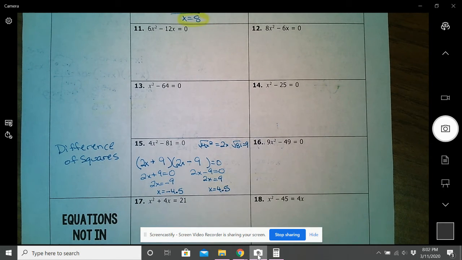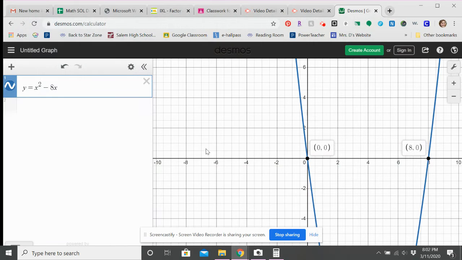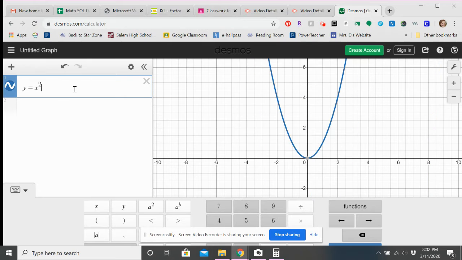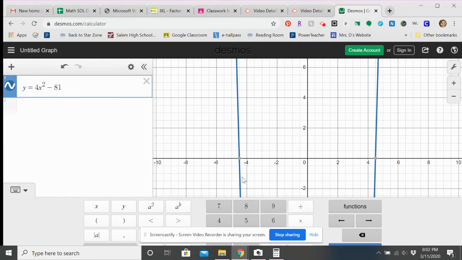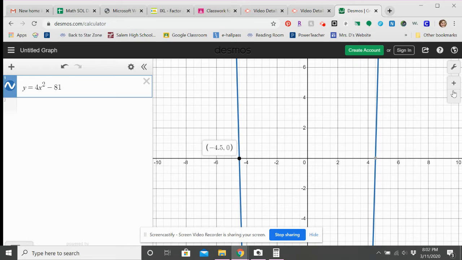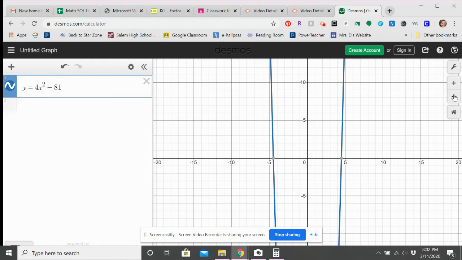Let's check that work over here in Desmos. We have y is equal to 4x squared minus 81. Ooh, that's a really wide parabola. I'm zoomed way out, but I'd have to zoom way out to see the whole thing. But I've got one x-intercept at negative 4.5 and the other at positive 4.5, so my solutions have been confirmed.